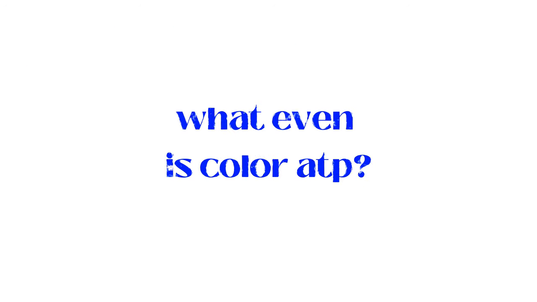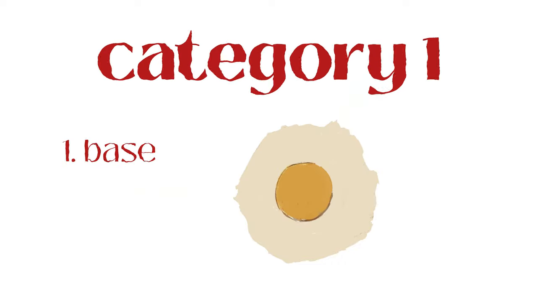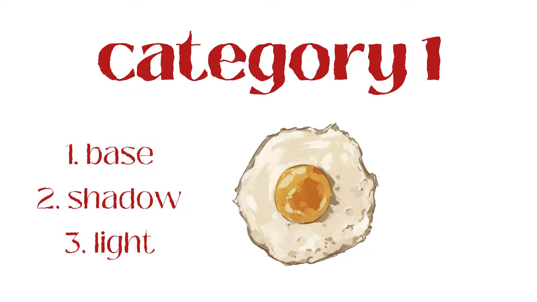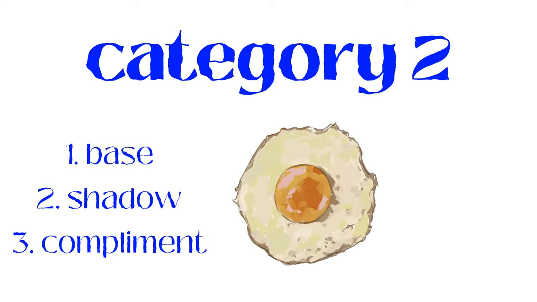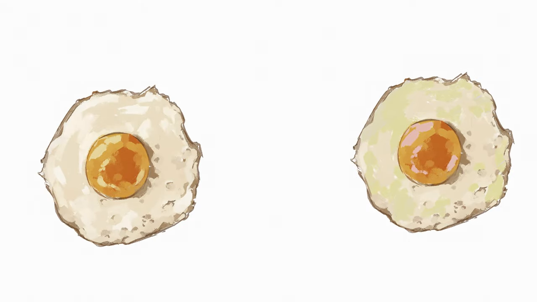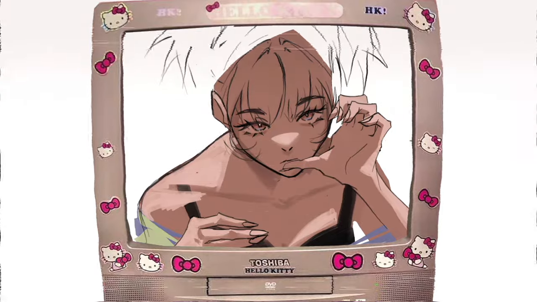So what are these colors exactly? To be precise, I have two categories under this method. The first category involves a base color, a shadow, and a light. The second category involves a base color, a shadow, and a complementary color. I will yap about the second category later. A base, a shadow, and a light is quite enough for you to create good art.